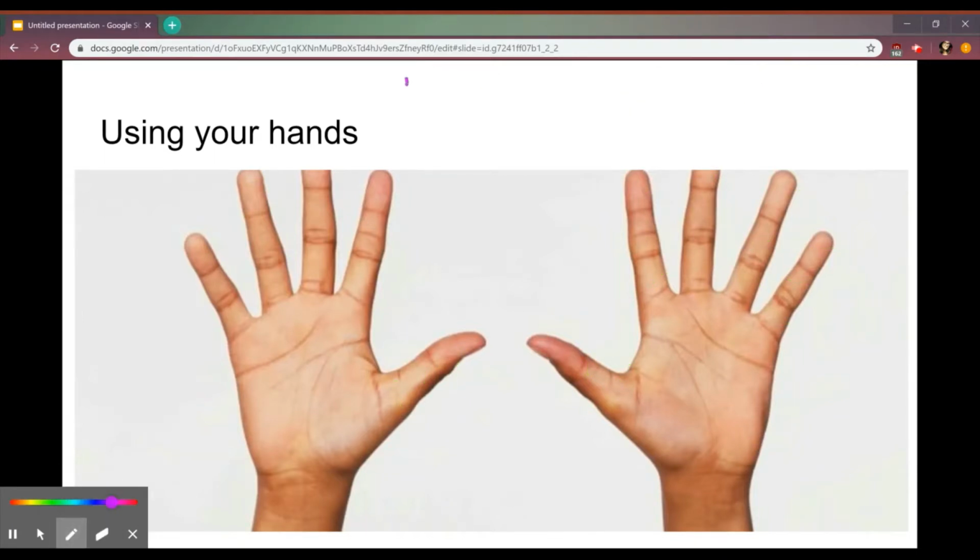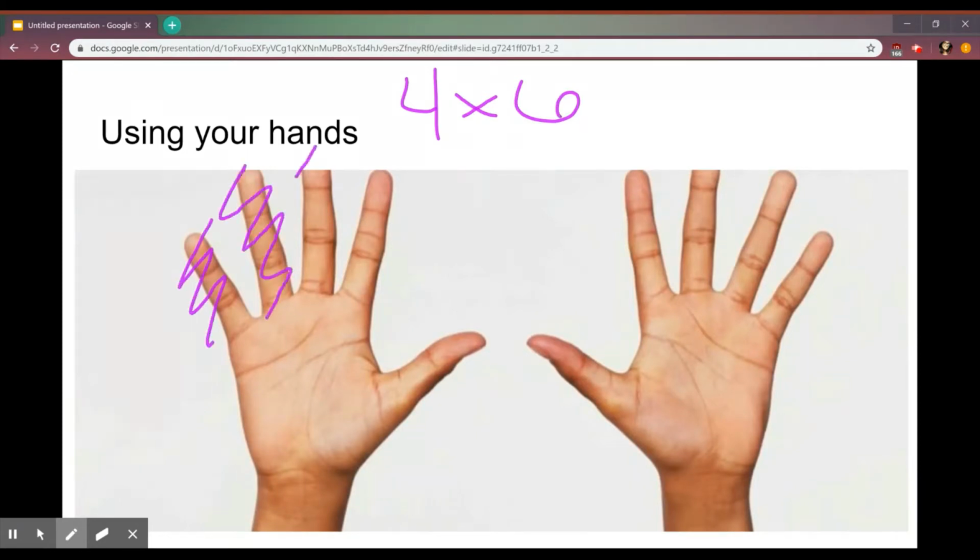If you had a 4 problem, let's say we had 4 times, we'll do 6 again. You hold up 6 fingers, and I know in this picture it's holding up 7, but we can just pretend that there's 6 up. Now, to use this method, counting by 4s, you're going to count the sections again and then just add an extra on top. So we go 1, 2, 3, 4, 5, 6, 7, 8, 9, 10, 11, 12, 13, 14, 15, 16, 17, 18, 19, 20, 21, 22, 23, 24.